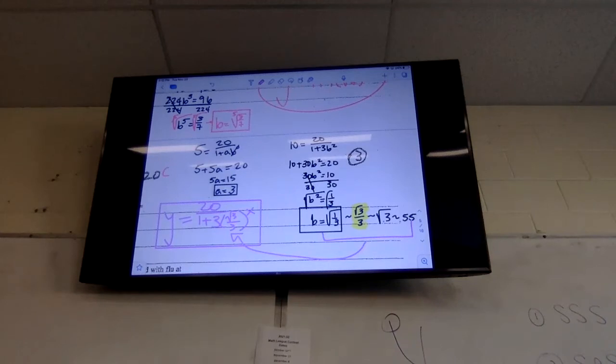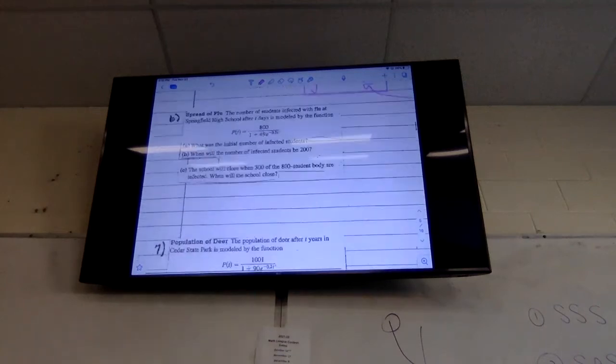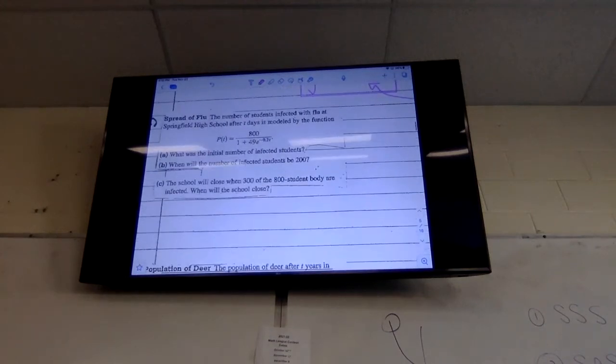All right, you guys ready to move on? Okay, we've got 2 word problems that I want to do, and then we're going to go back to the beginning of our notes. And you do need your calculators for these. So this first one says the spread of the flu: the number of students infected with flu at Springfield High School after t days is modeled by the function, and it gives us this big function. And it says, what was the initial number of infected students?